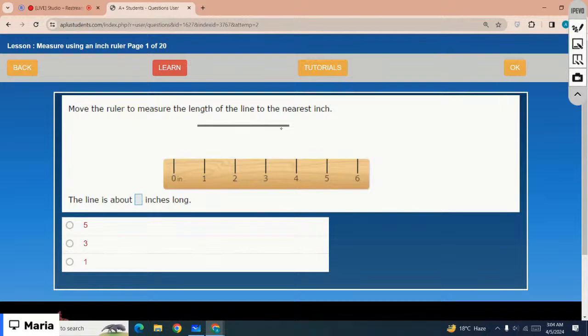So just move the ruler over here, line up the 0 and the line, and you can see, I think that would be 3 inches long, isn't it? If you move it here, it would be around 3 inches long. The correct option is 3 inches long.